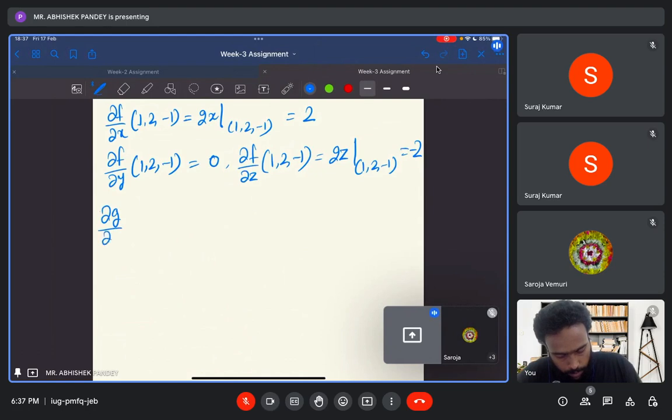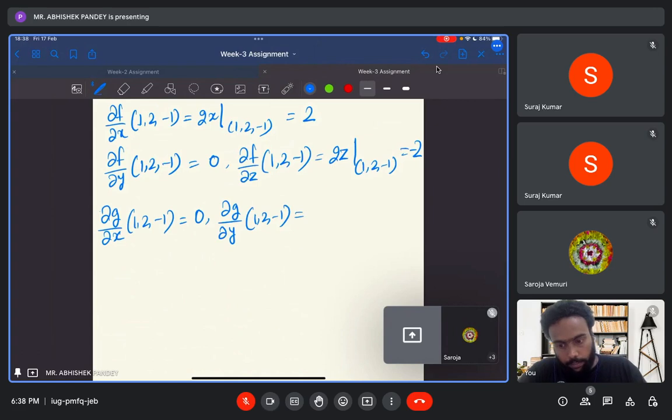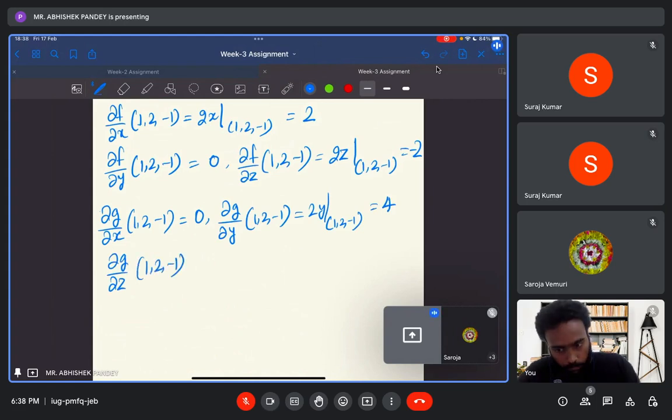del g by del x at (1, 2, -1) is nothing but 0. Del g by del y is 2y at point (1, 2, -1), so this is 4, and del g by del z at (1, 2, -1) is nothing but 2z at (1, 2, -1), which is -2, okay.